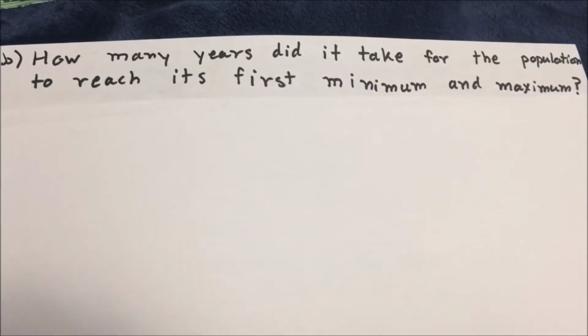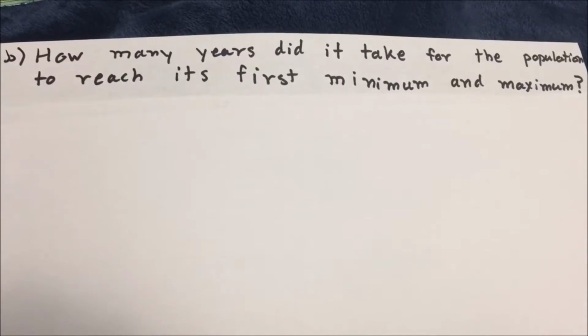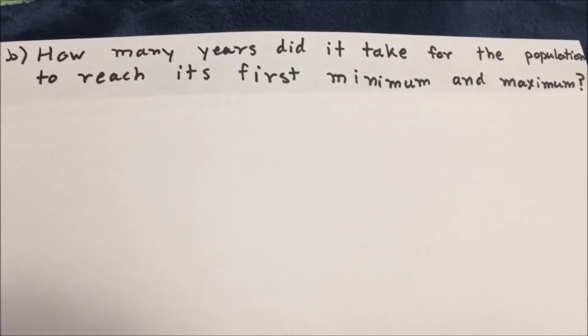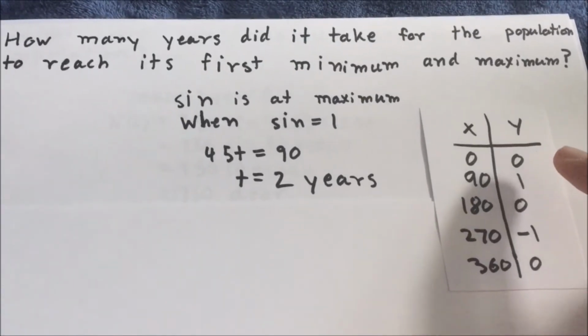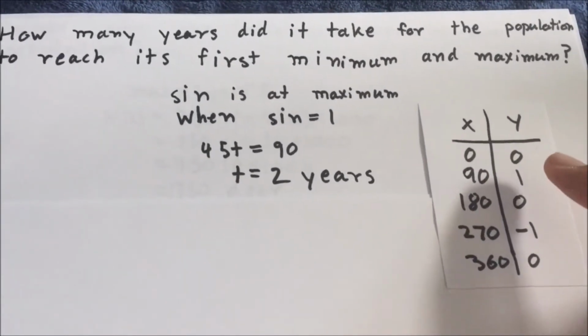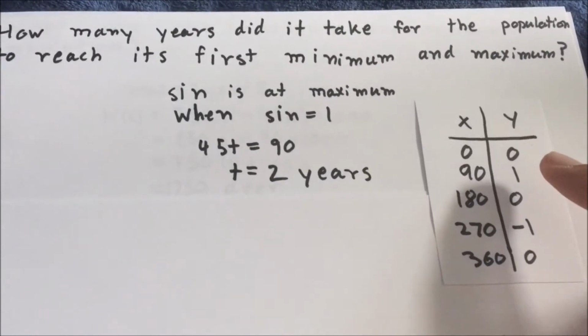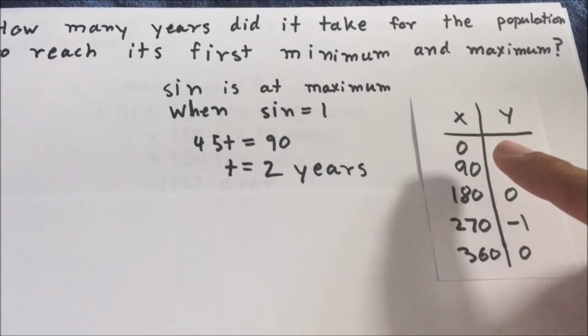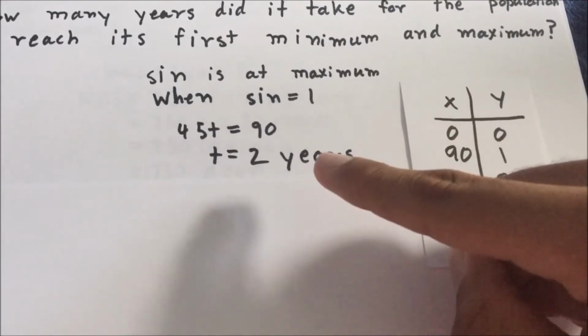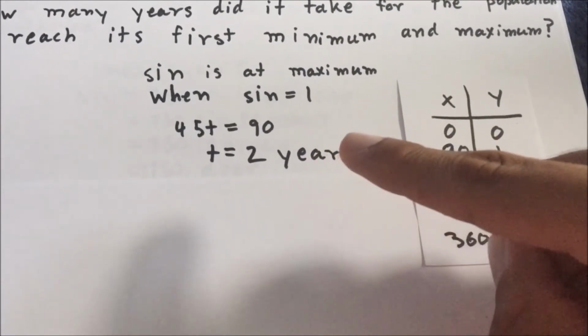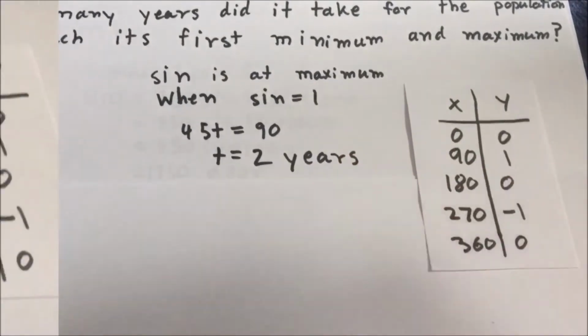So the next thing we've been asked to find is how many years it takes for the population to reach its first minimum as well as its first maximum. Based on the table for y equals sine x, we know sine is at a maximum when sine x equals 1, and this is when x equals 90. So we set 45t equal to 90, and then we isolate for t, which gives us 2 years. This means the maximum population occurs after 2 years.